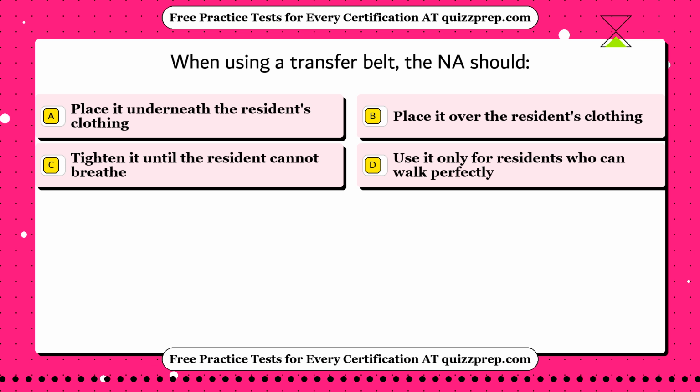Place it underneath the resident's clothing. Option B. Place it over the resident's clothing. Option C. Tighten it until the resident cannot breathe. Option D. Use it only for residents who can walk perfectly.